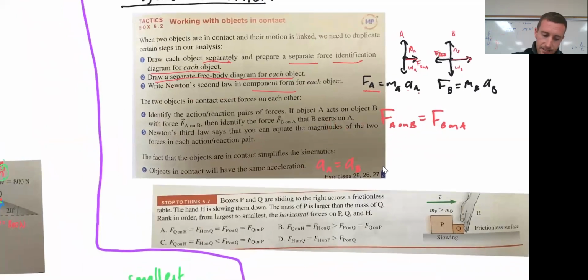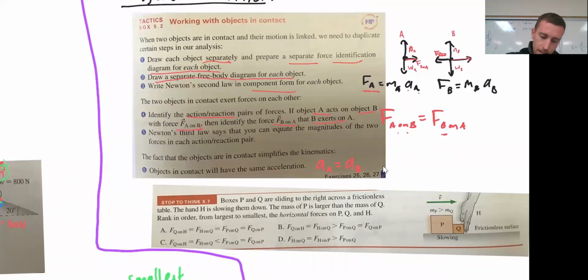Then identify the action-reaction pairs of forces. If object A acts on B with force A on B, then B on A has to also be identified. And I know that they can be equal to each other. So the force of A on B will be equal to the force of B on A because they're equal and opposite pushing on each other.